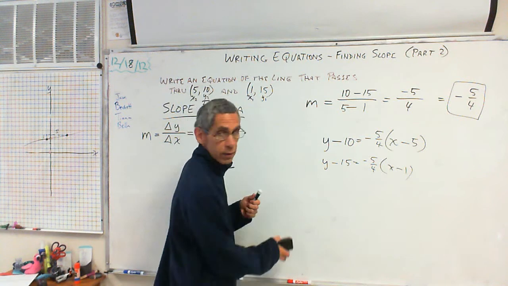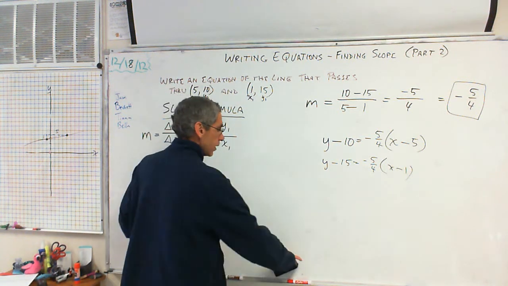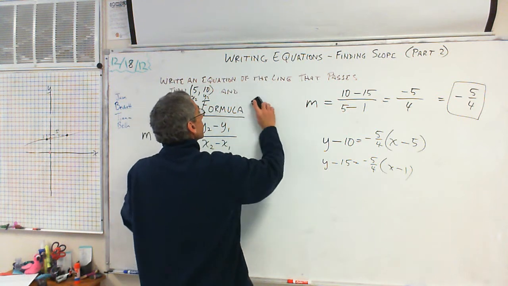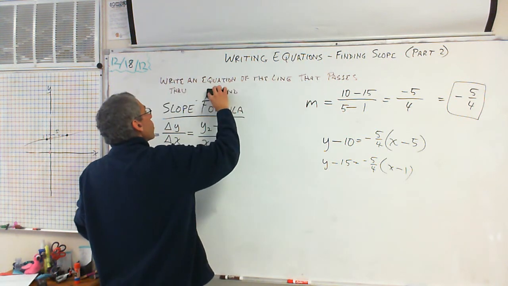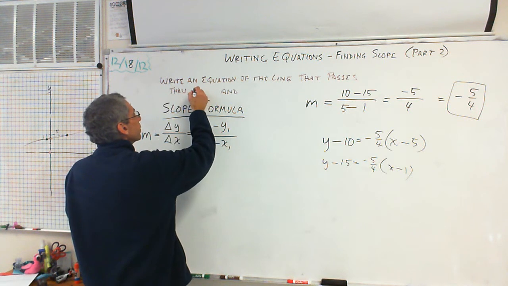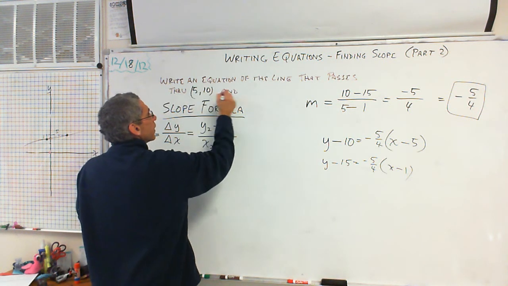Okay, so here's another one. I'm going to erase this part, though. I'm going to change the points. I'm going to make it a little harder. Oh, but I want to show you another thing. What were the points again? 5, 10, and 1, 15.